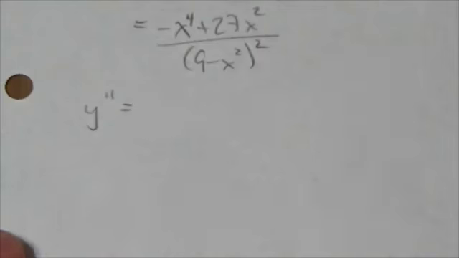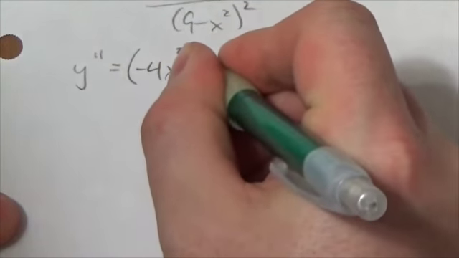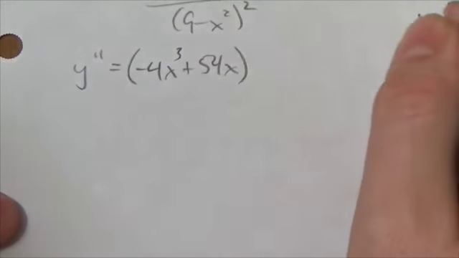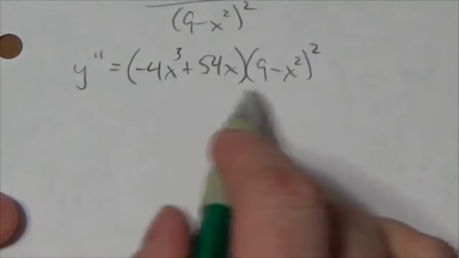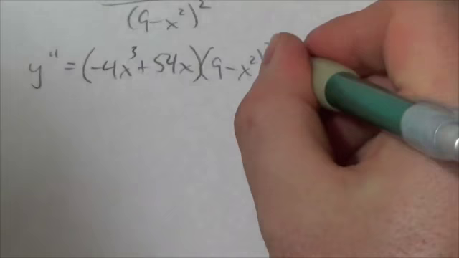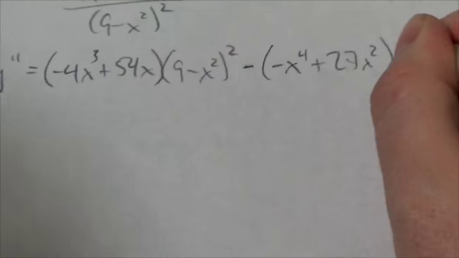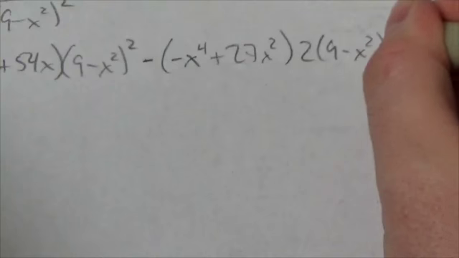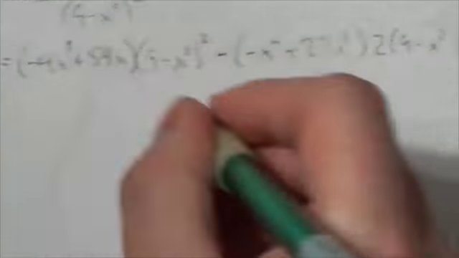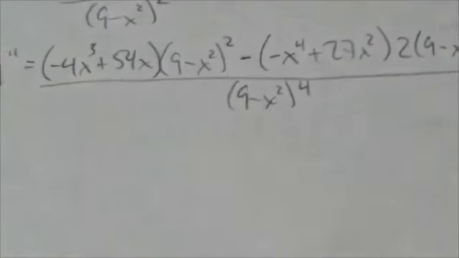So y double prime. And, okay, this is going to get big. Okay, (negative 4x cubed plus 54x) times (9 minus x squared) squared. Okay, so now I can see there's a chain rule coming up here. It's not going to be pretty, but anyway, minus (negative x to the fourth plus 27x squared). And here we go, off to the side here, 2 times (9 minus x squared) times negative 2x. And that is all over (9 minus x squared) to the fourth.